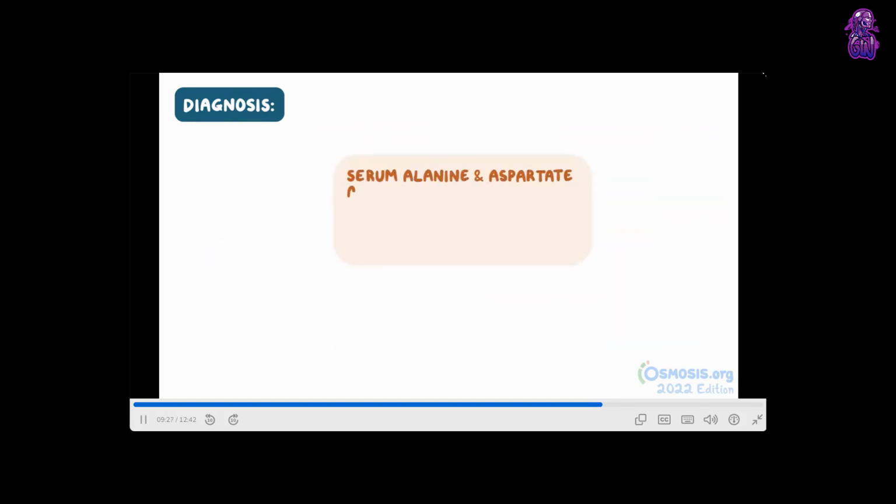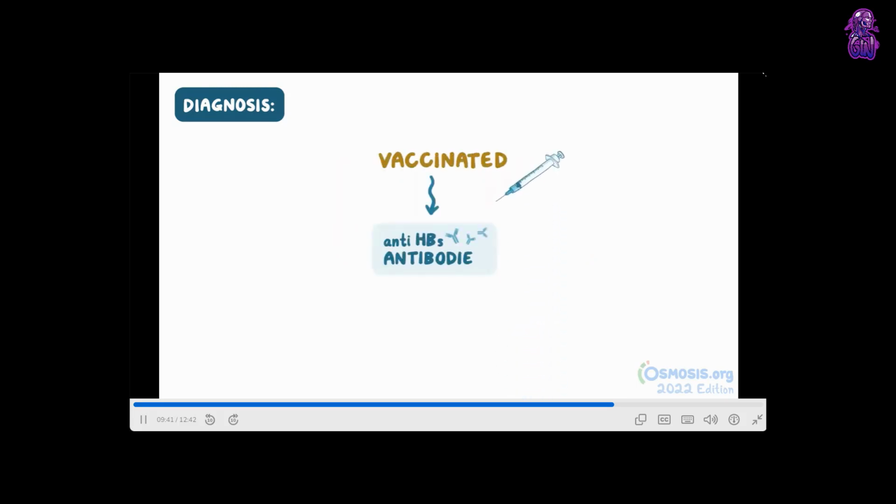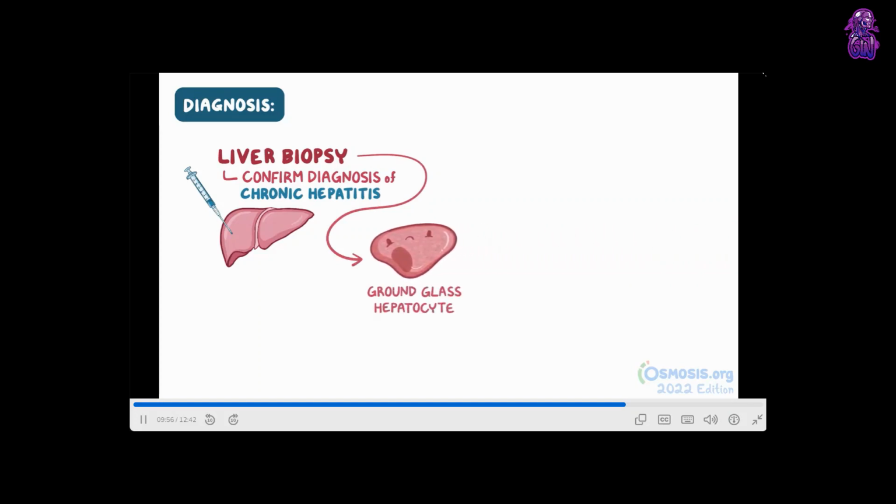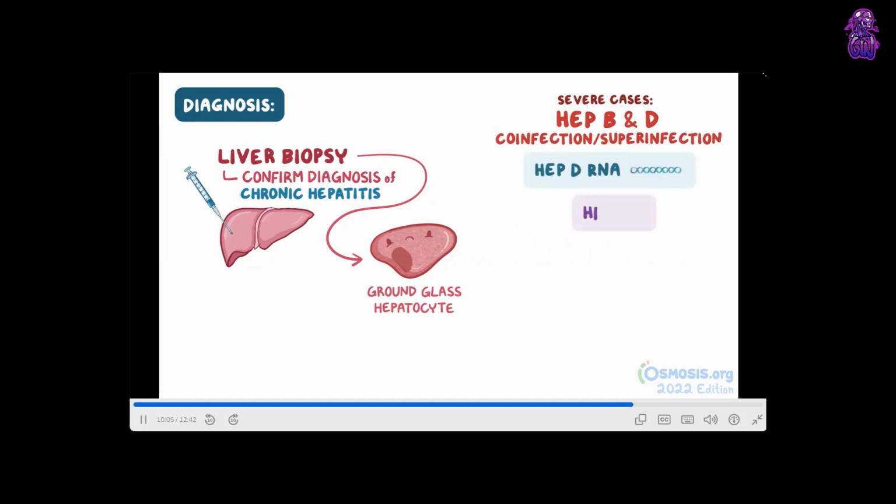Serum alanine and aspartate aminotransferase, or ALT and AST, are elevated during the active acute and chronic infection, but ALT is more elevated than AST. Finally, vaccinated individuals have only anti-HBs antibodies present. A liver biopsy can be done to confirm the diagnosis of chronic hepatitis B and evaluate the damage. It usually shows hepatocytes with granular cytoplasm called ground-glass hepatocytes. In severe cases, hepatitis B and D co-infection or superinfection can be suspected. The presence of hepatitis D RNA, delta antigen, or anti-hepatitis D antibodies confirm the suspicion.